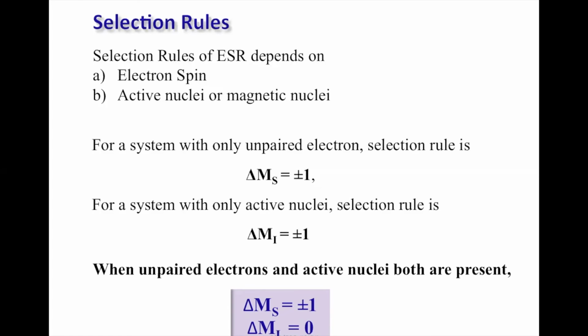Now, there is a simple rule to check whether a given nucleus is active or not. According to it, only those nuclei will be treated as active nuclei whose mass number is not divisible by 4. For example, carbon with mass number 12 is not an active nucleus. However, nitrogen with mass number 14 is an active nucleus.